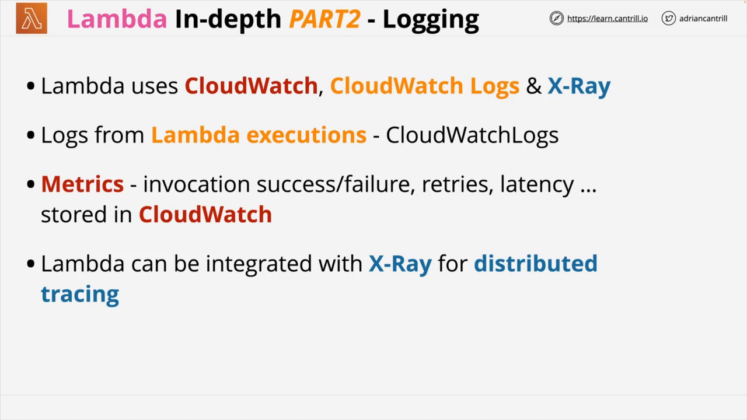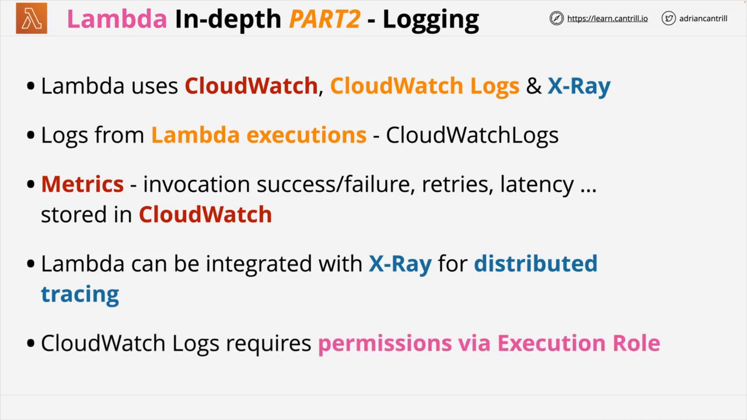Now, one really important thing to remember for the exam is that for Lambda to be able to log into CloudWatch logs to generate the output of any of the executions, you need to give Lambda permissions via the execution role. So there's actually a pre-built policy and role within AWS specifically designed to give Lambda functions the basic permissions that they require to log information into CloudWatch logs. And one really common exam scenario is where you're trying to diagnose why a Lambda function is not working. There's nothing in CloudWatch logs, and one possible answer is that it doesn't have the required permissions via the execution role.